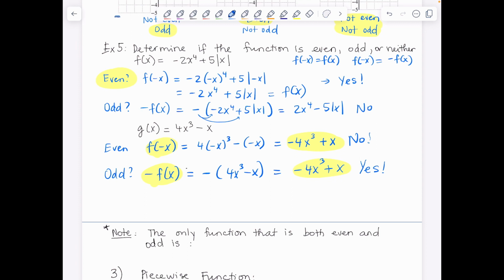Please note that the only function that is both even and odd is the function f of x equal to 0. Otherwise, the function can only be even or odd.